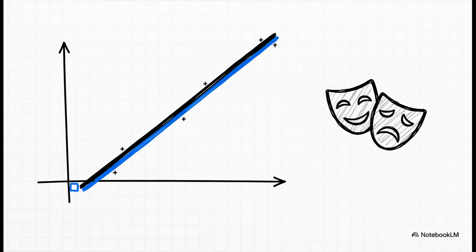And finally, we have the really rare one, infinite solutions. We call this a dependent system. And it's when you think you have two different equations, but they're really just clever disguises for the exact same line. In this case, every single point on that line is a solution.